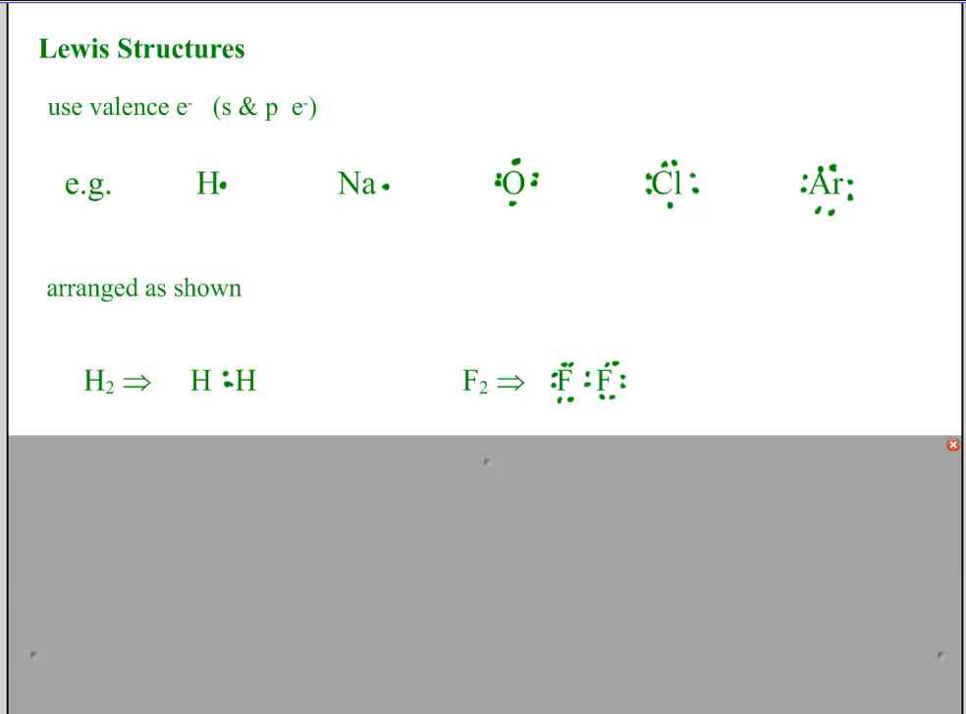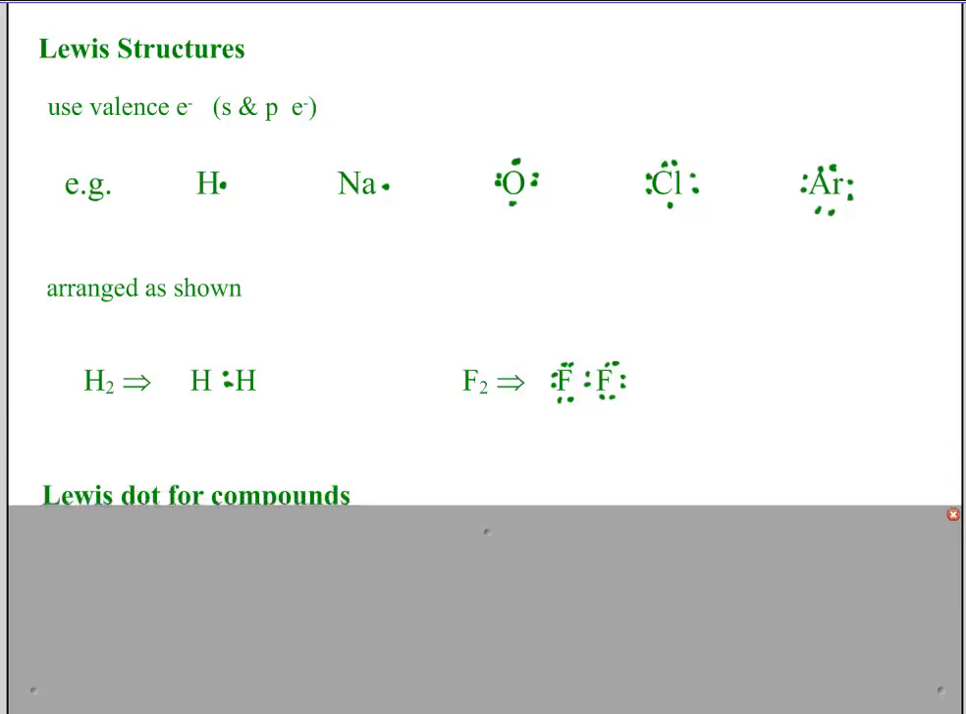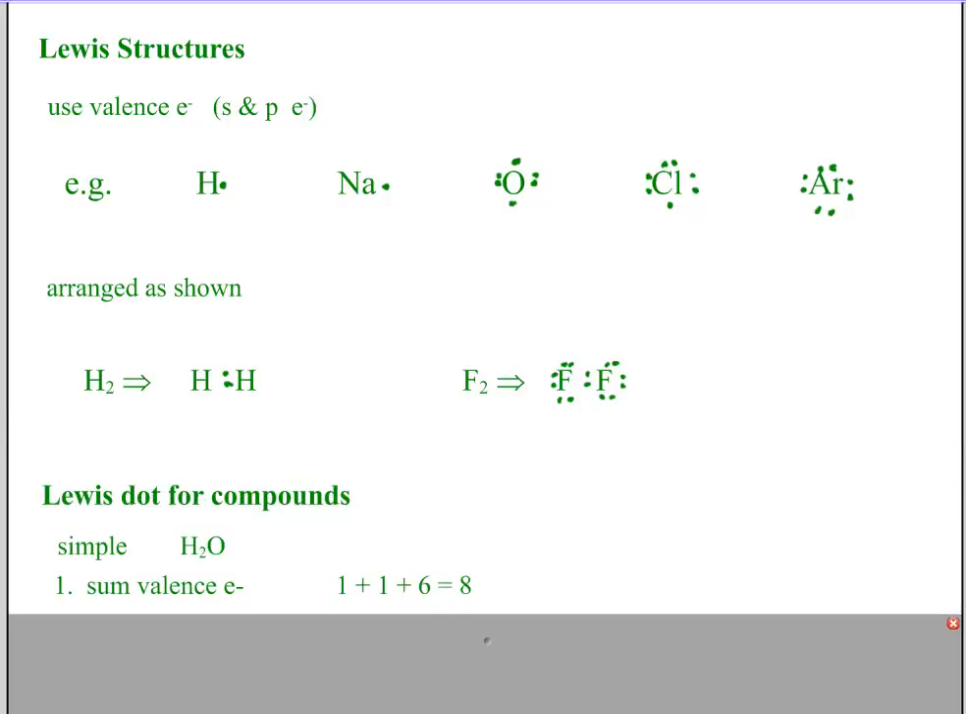Now when I'm doing Lewis dot structures or Lewis structures for compounds, there are a couple of rules that we need to follow. First thing I'm going to do is I'm going to sum up the valence electrons. So if I start with hydrogen, I'm going to take the number of valence electrons from each atom. So hydrogen has 1. There's 2 hydrogens. So here's the first hydrogen, here's the second hydrogen, here's oxygen's valence electrons. I add them all up. I have 8 valence electrons for water.